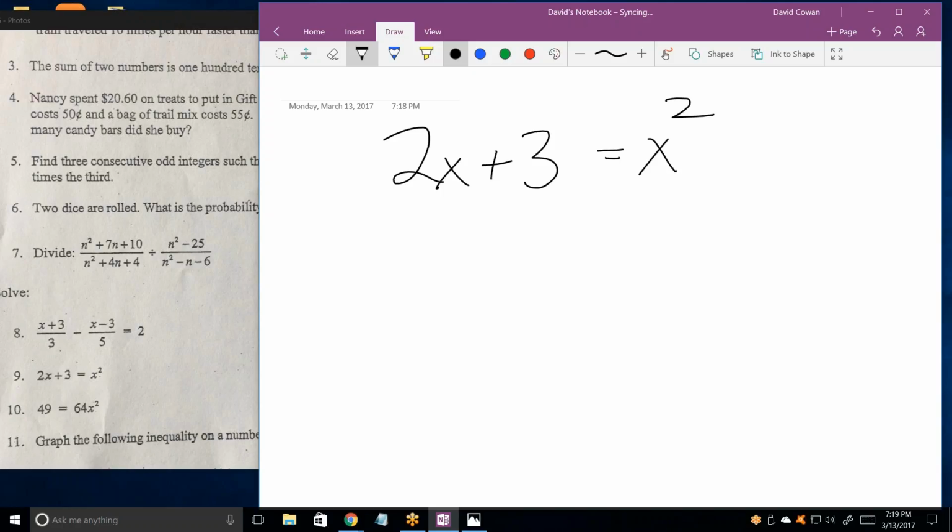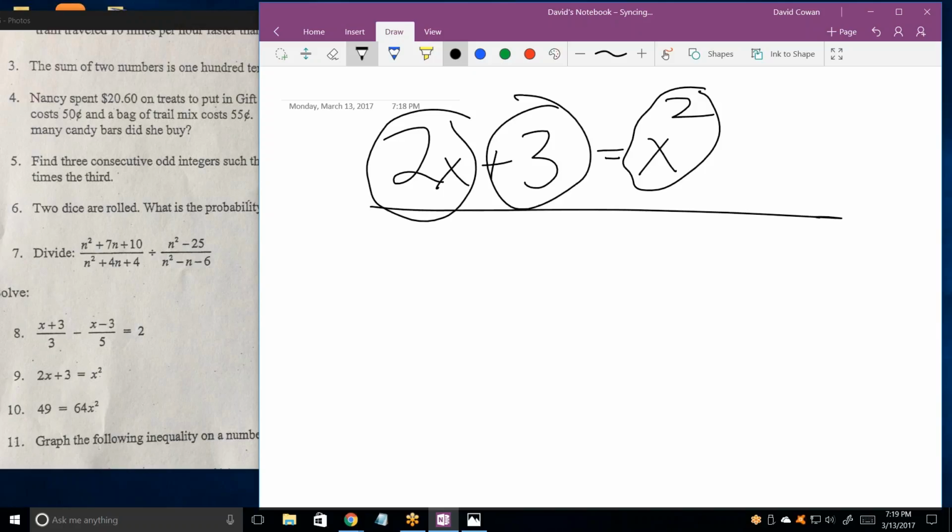What am I looking at? What is that called? I do not know. Quadratic. Number 9? Quadratic with not only an x squared, but an x and a number.